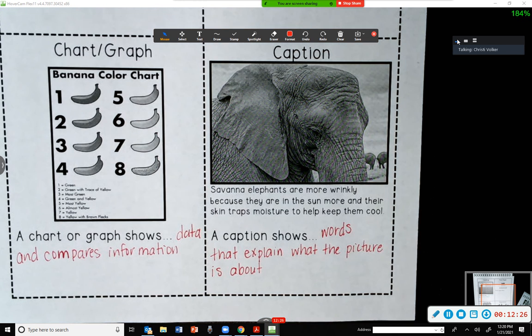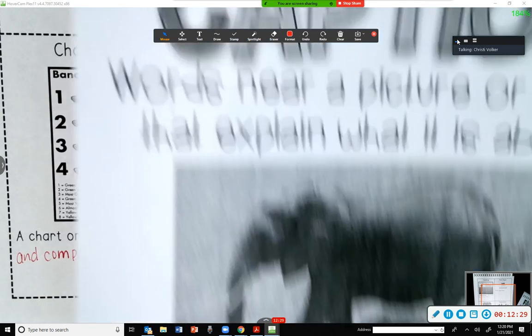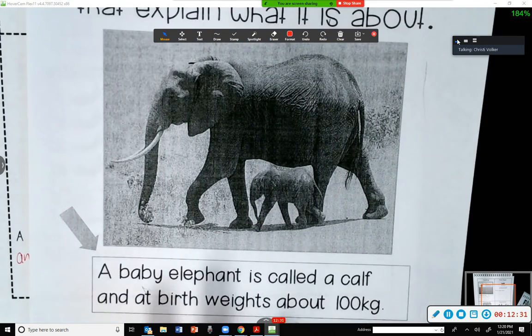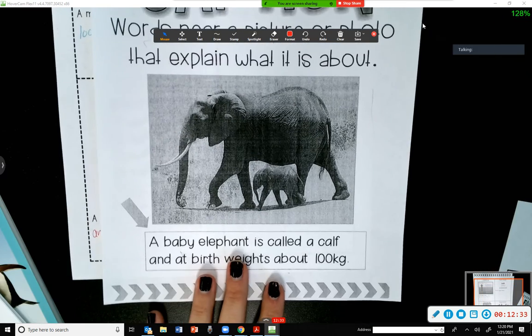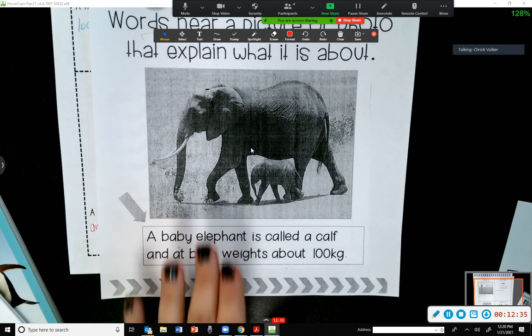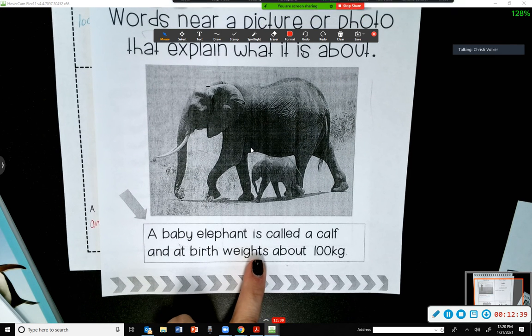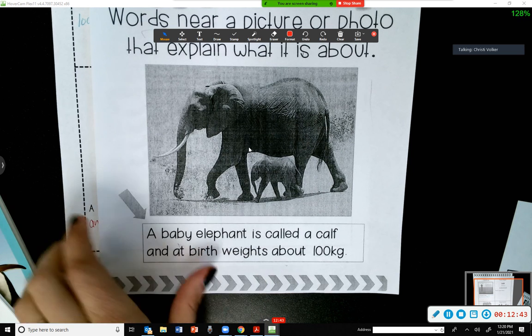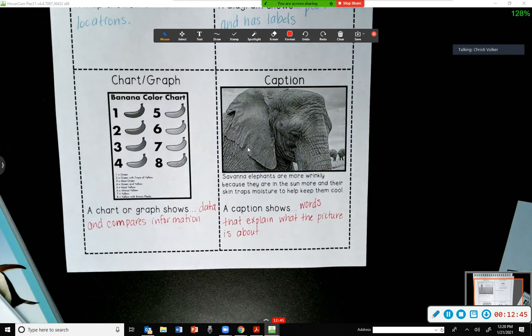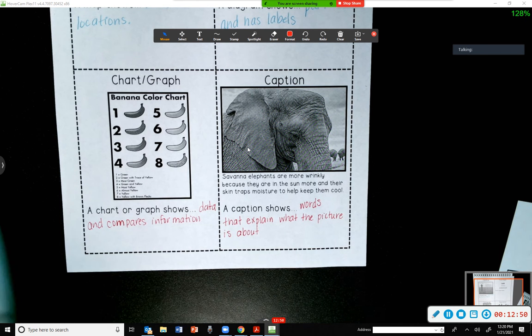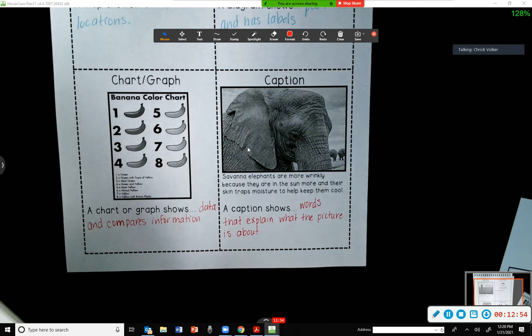So, here is an example of a caption. Here's a picture of elephants. And then you'll have a small little section underneath a picture telling what it's about. So that's a caption. Okay? Now let's see if we can find some examples in our book.